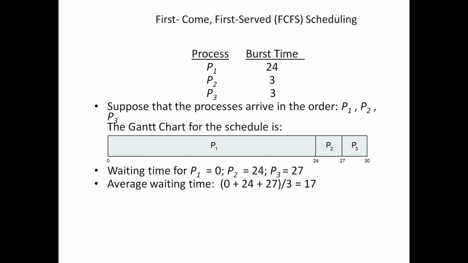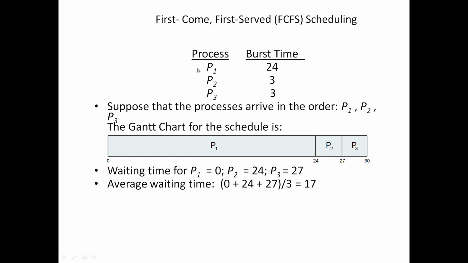In this algorithm, the process that comes first is scheduled first. This algorithm is called the first come, first served scheduling algorithm. So the process that comes first and is stored in the ready queue will be executed first. We will see one example.